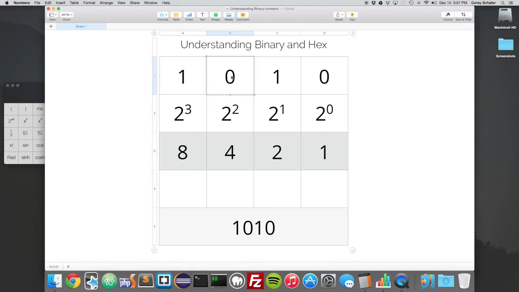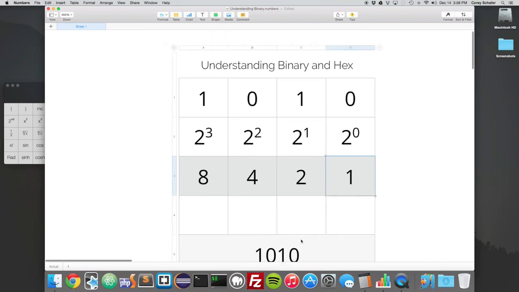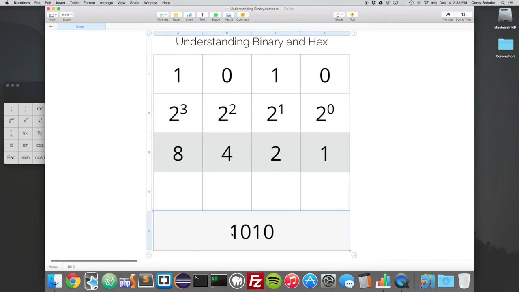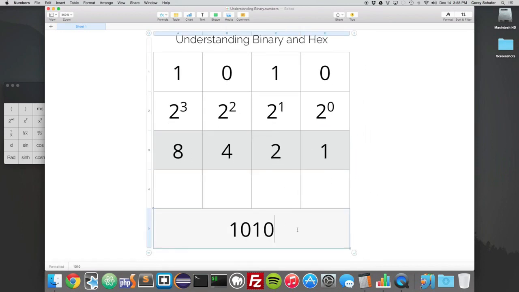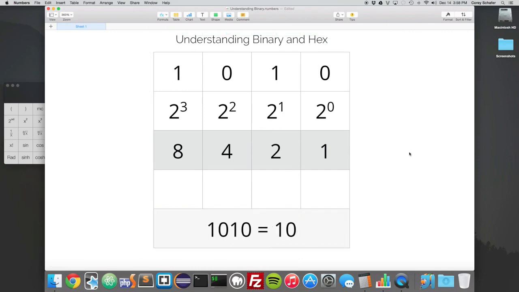Now this is a 0 here, so no matter what we multiply this with, it's going to be 0. So 8, plus 1 times 2 to the first, which is 2, so 8 plus 2 is 10, and then plus 0, which is 10. So this in decimal or base 10 is equal to 10.